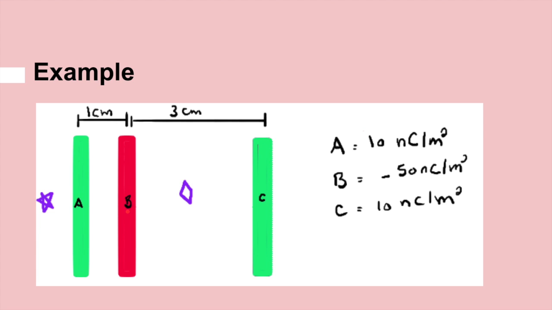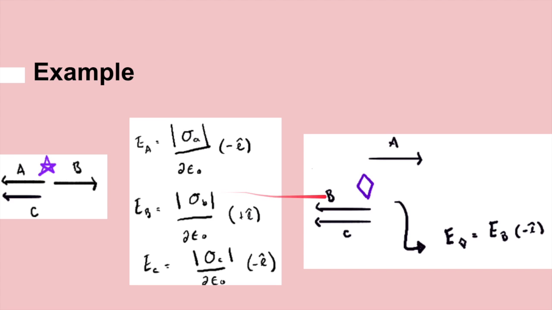But now for B, it's as though it is pushing the diamond to the left because the electric field is moving towards the plane. So actually, there's only one equation that you need to do. You need to find the electric field of B. So to do that, we take sigma B divided by 2 epsilon naught. And it is going to be in the negative i hat direction.